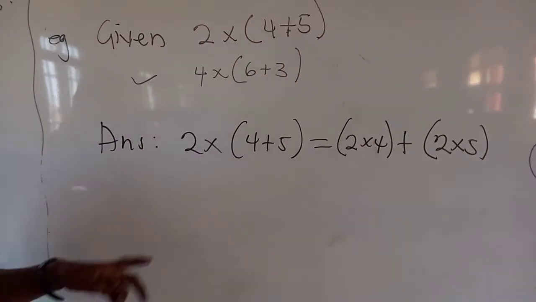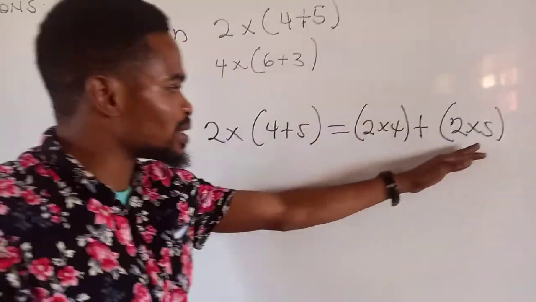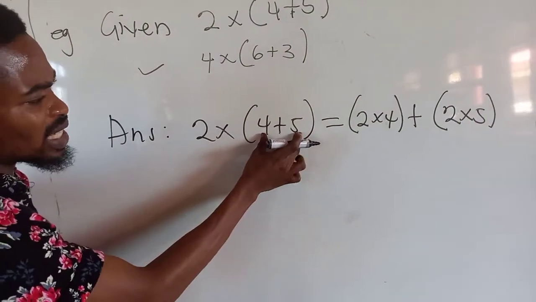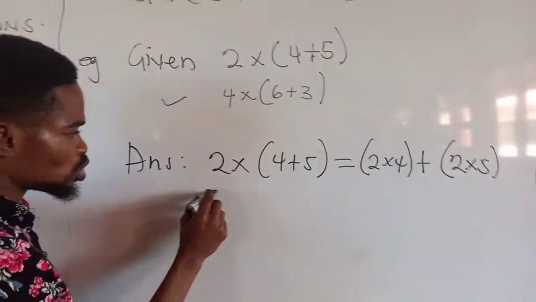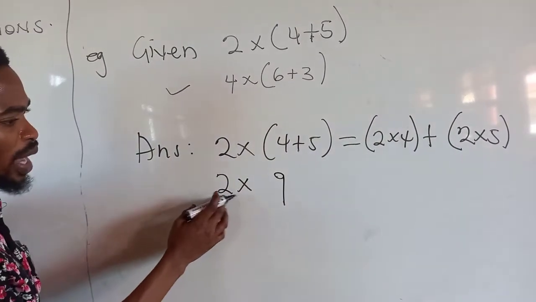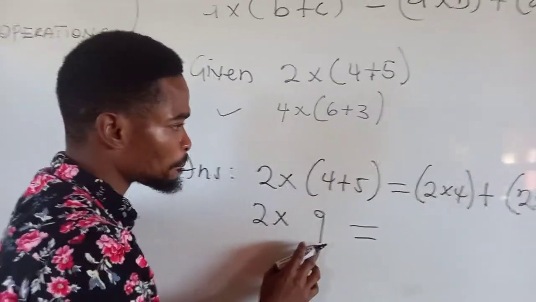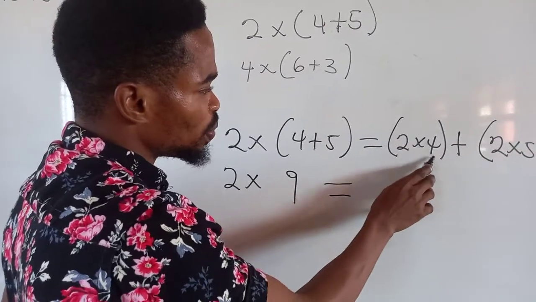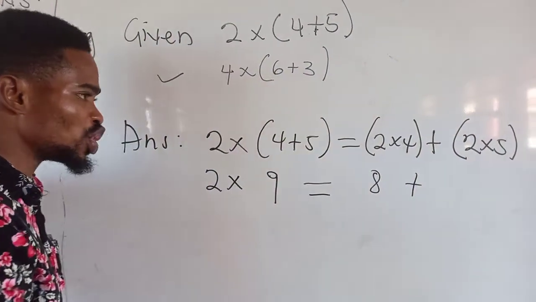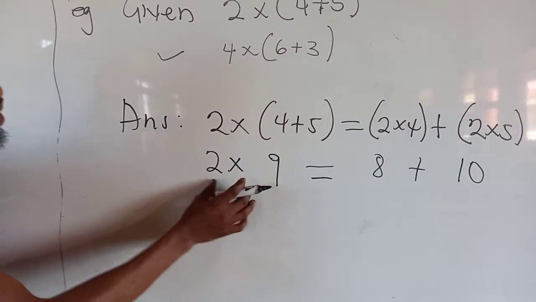So how do I know that this number is the same as this? To know whether this number is the same as this, I am going to add the numbers that are in the bracket first. So 2 times, 4 plus 5, will give me 9. So I say 2 times 9, because I've added the numbers already. Now here I have to multiply. So 2 times 4 will give me 8. Then I bring the operation, which is addition, and then 2 times 5 will give me 10. Then I come here, I have to multiply this and add this.